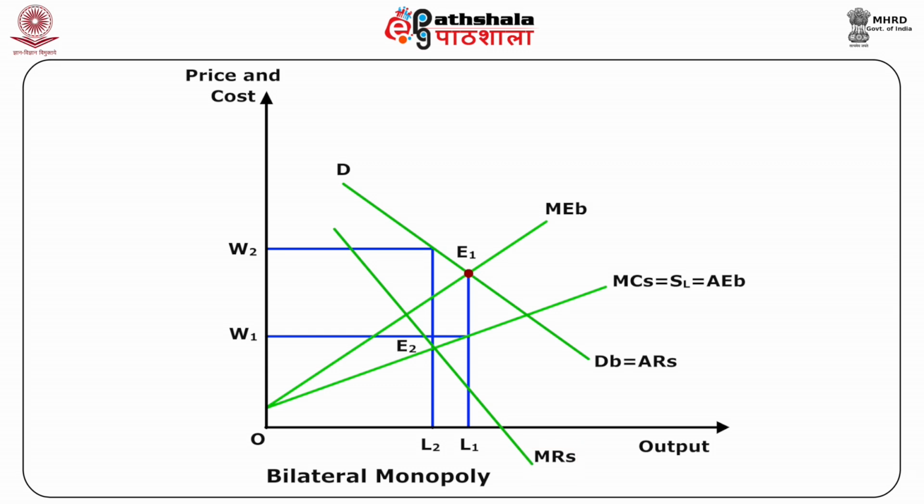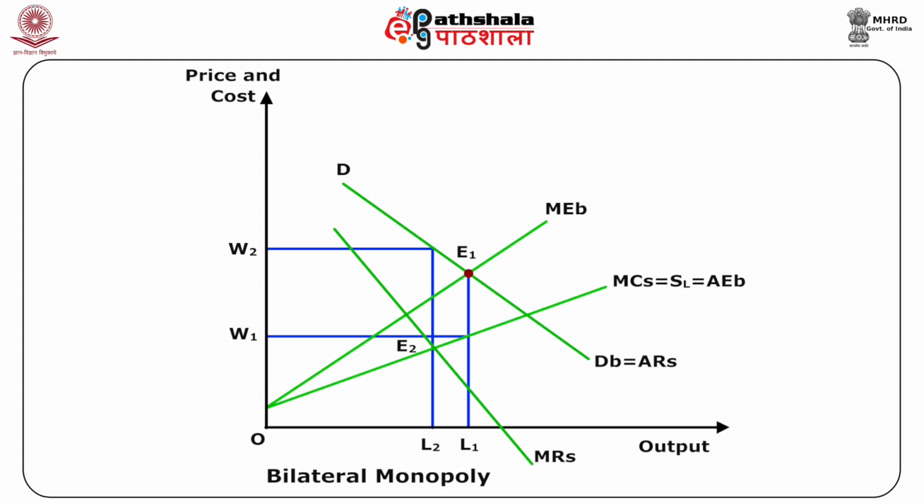MR is the marginal revenue curve faced by the monopolist corresponding to the demand curve DDB. The supply curve of labor faced by the monopsonist is upward sloping. It is shown by curve SL. This supply curve is nothing but the average expenditure curve faced by the monopsonist. The corresponding marginal expenditure curve is MEB and it would lie above AEB because average expenditure rises as he obtains more quantity of the product.